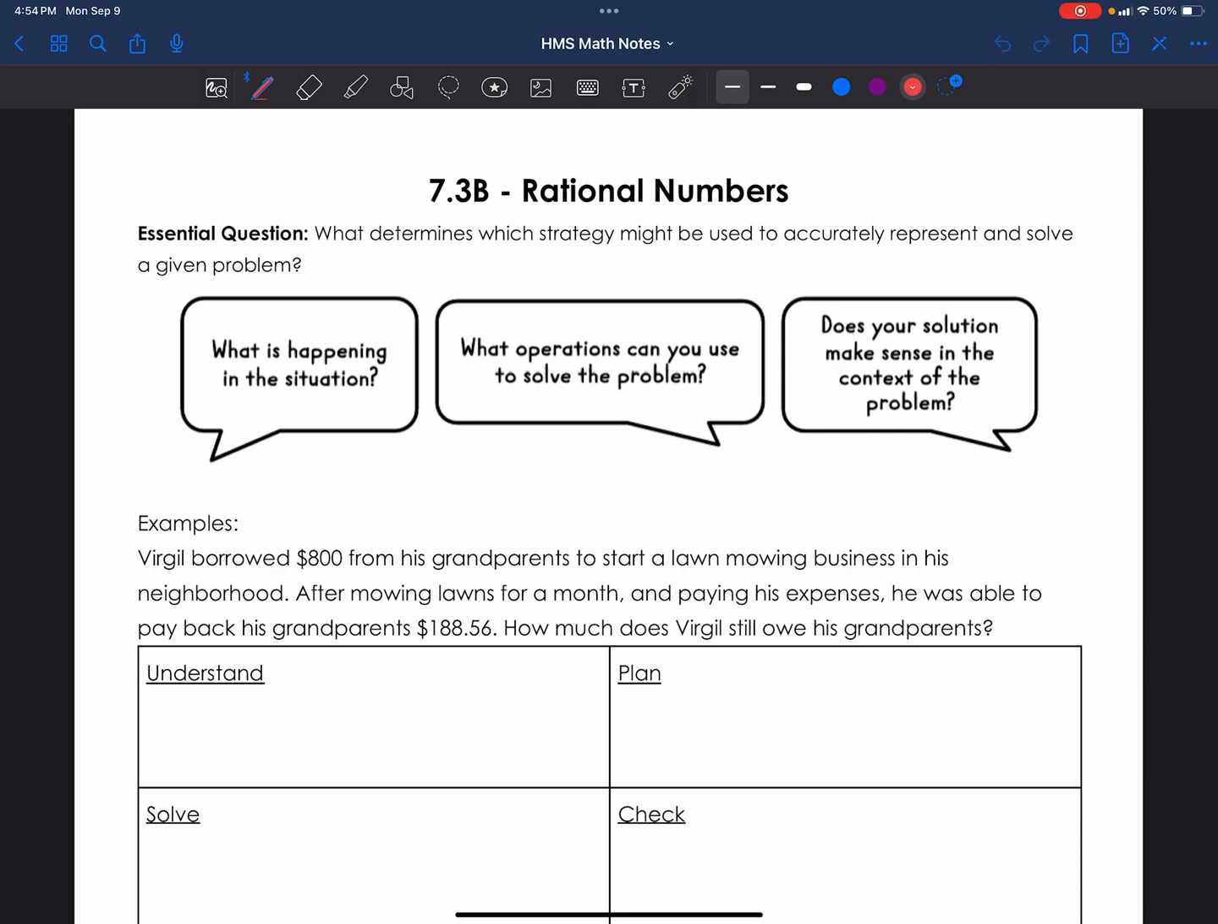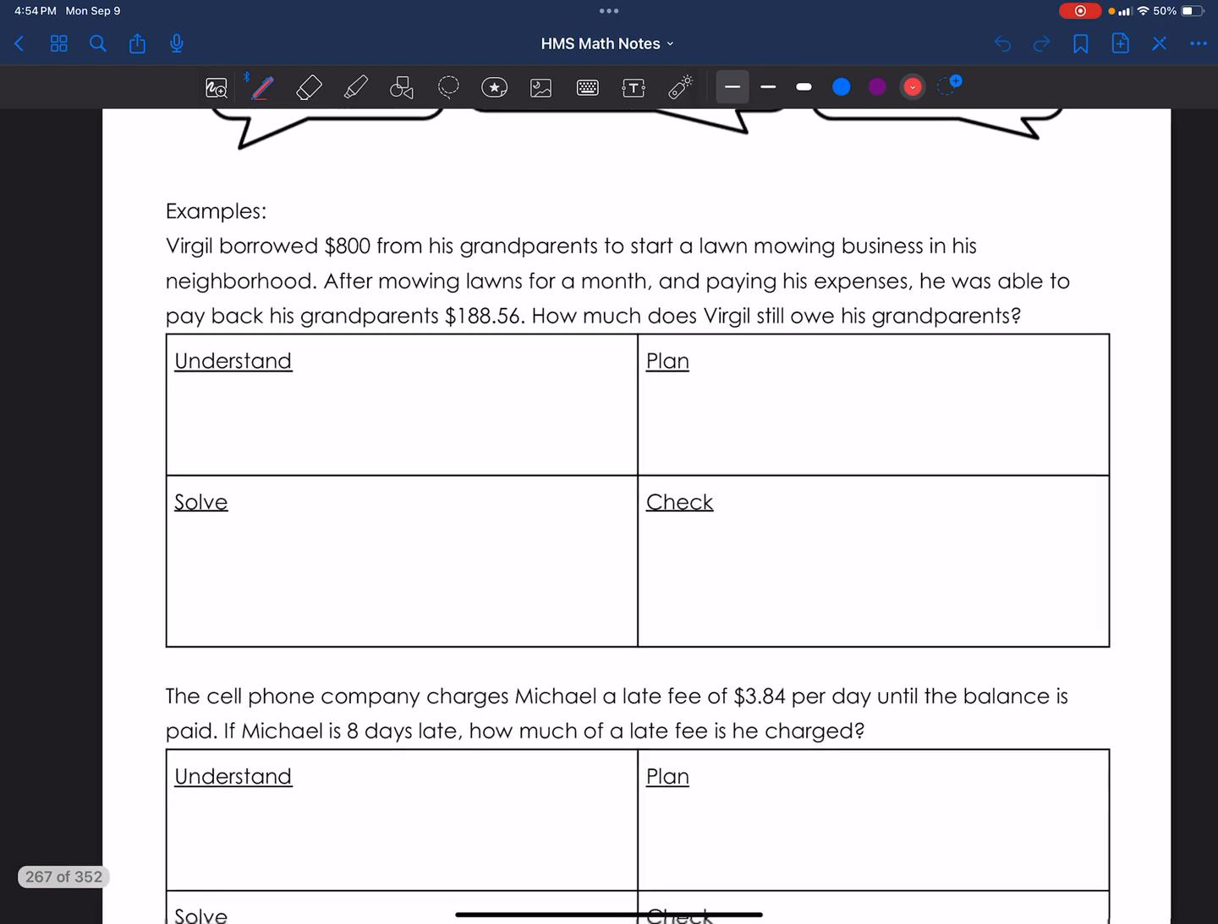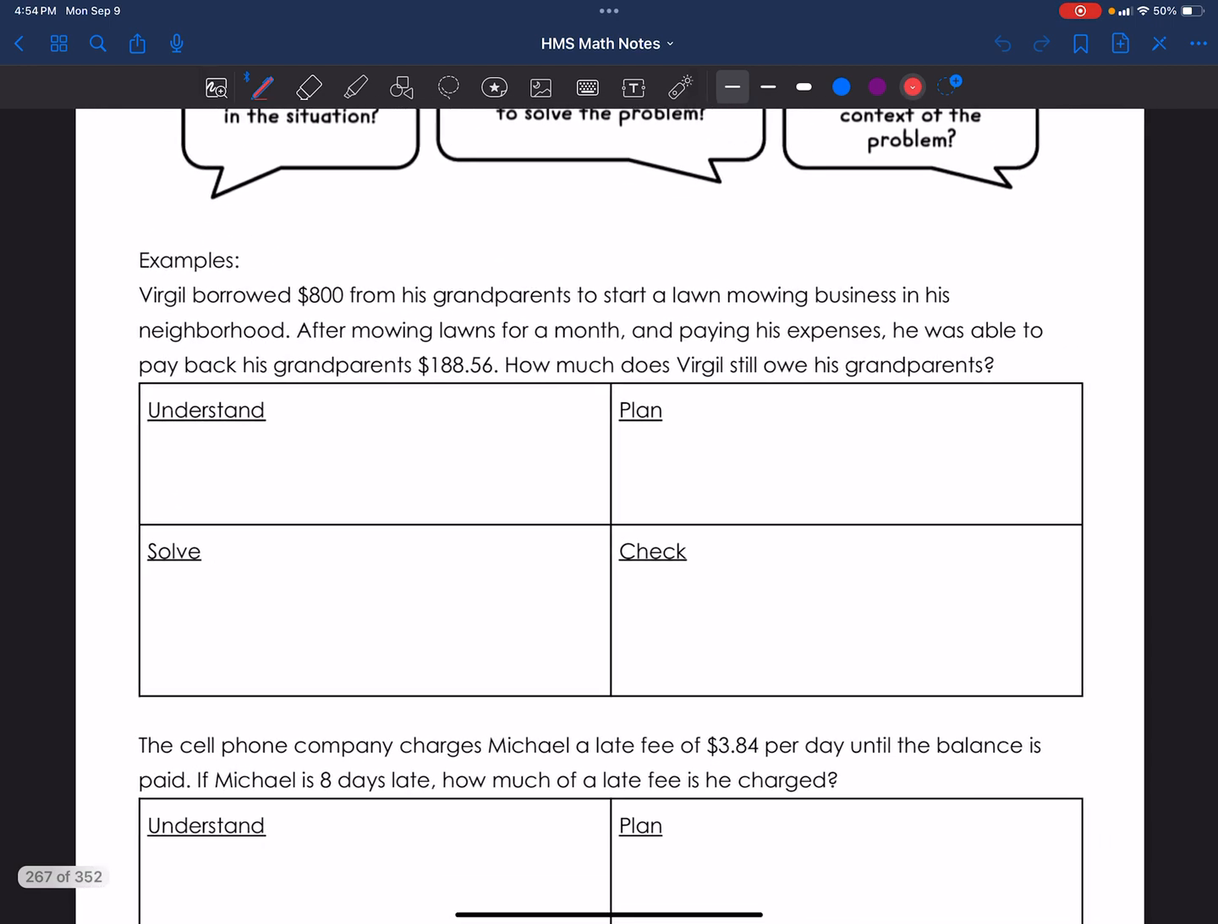Let's basically do what we've been doing, but in word problems. So same rational number operations. We're dealing with decimals and fractions, multiplying, dividing, adding, subtracting, all the things, and our integer rules. We're just going to look at real world contexts. First example, let's look at Virgil.